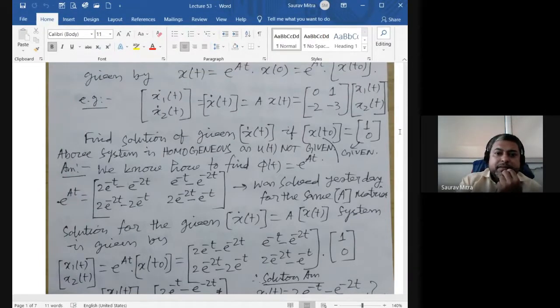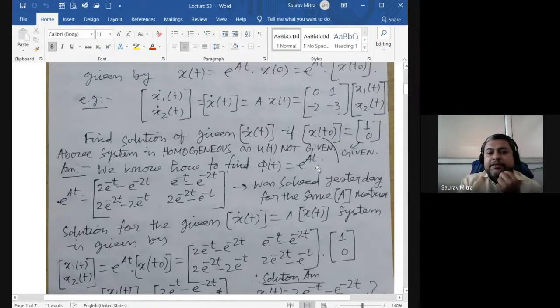Again, I'm telling you, x dot t is equal to Ax(t). There is no B given here, so there is no forcing function, and the initial condition is given to you. x(t0) is given as 1 0. That means x1(0) is equal to 1 and x2(0) is equal to 0. So this you have to understand. The above system is homogeneous as u(t) is not given. So find the solution of x dot t if x(t0) is equal to 1 0. So the initial condition is given.